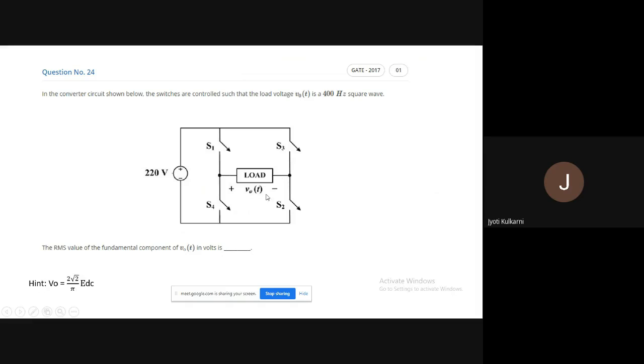Now, how to calculate, this is the derivation part. I am not going to do the derivation over here, but I'll give you a hint on which formula you can use. The RMS value of the fundamental component is V0 equal to 2 root 2 by pi into EDC. Now, 2 root 2 divided by pi into EDC. How much is EDC? 220. So now can you calculate the value and give me the answer?